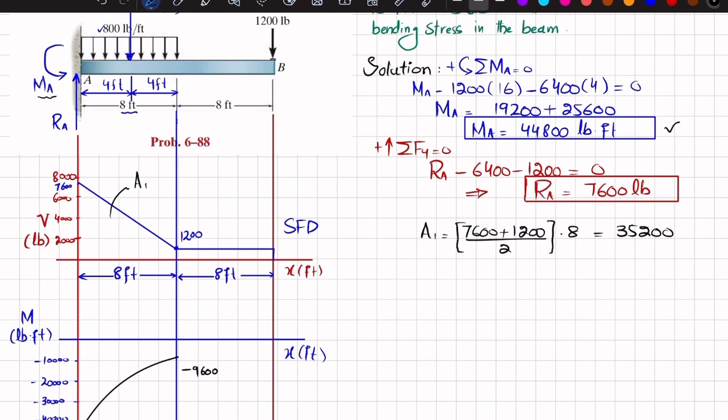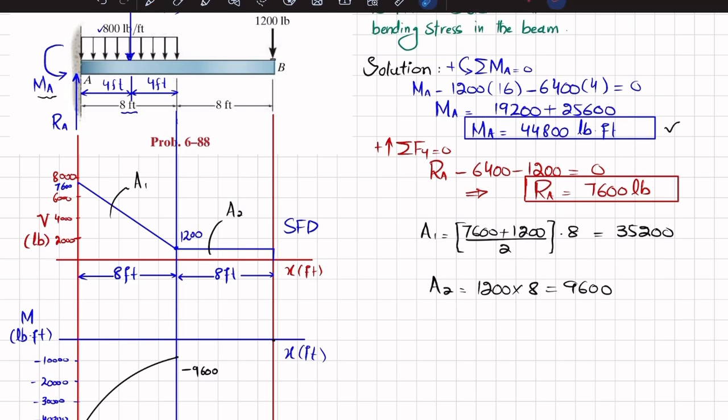Clear? Now the second area under the shear force diagram is this area. Let this area be A2. So you can see A2 is equal to this height. This is a rectangle, so this height multiplied by this width. So 1200 multiplied by 8 will be equal to 9600. So minus 9600 plus 9600 will be equal to 0. So the bending moment will be 0 at this point. So our new point will be this one.